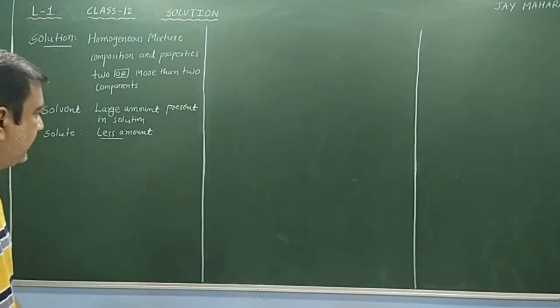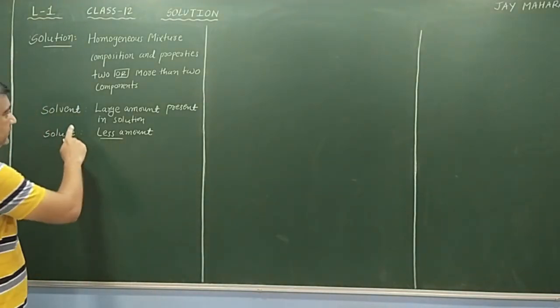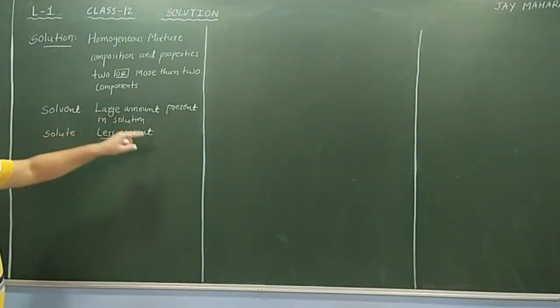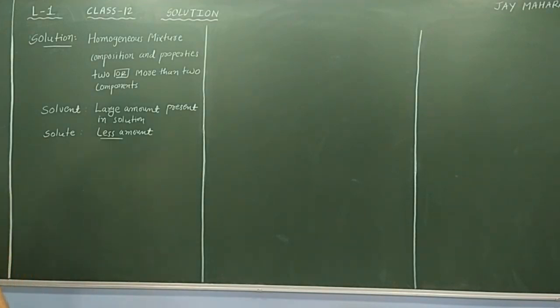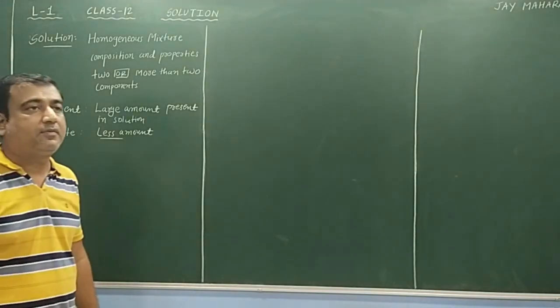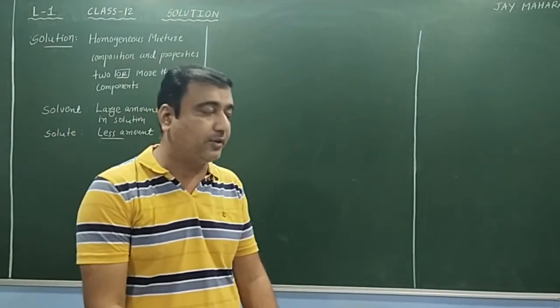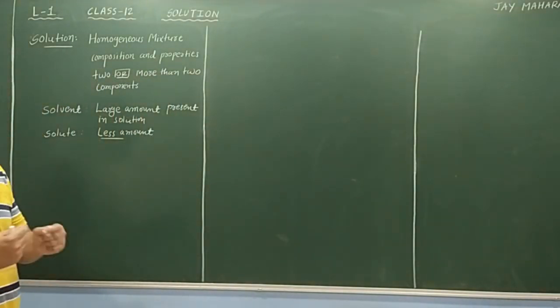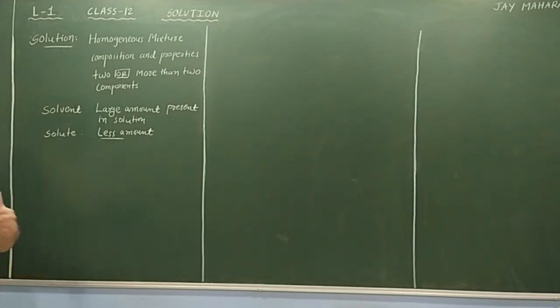In a solution, always solvent is one. That means the one which is present in large amount, otherwise more amount. So always solvent is one. But there is a possibility of more than one solute. Therefore, the physical state of the solution depends upon the physical state of solvent.